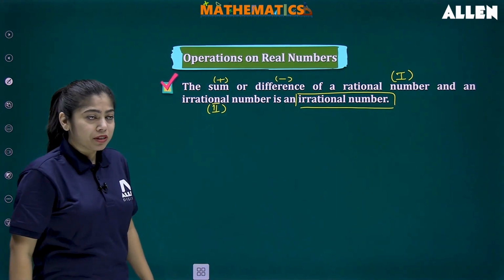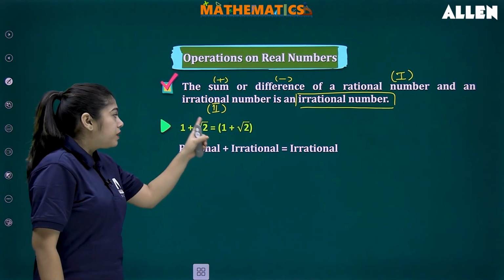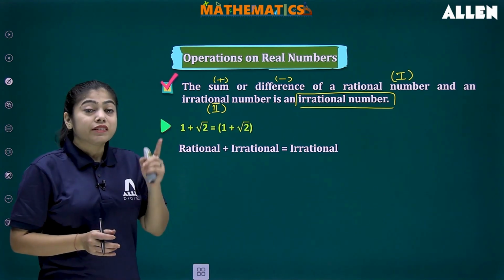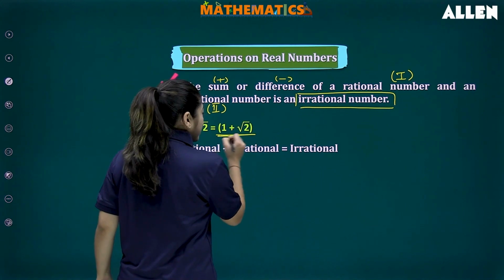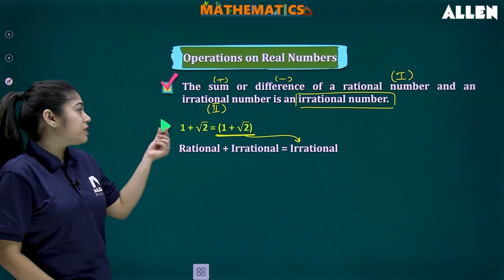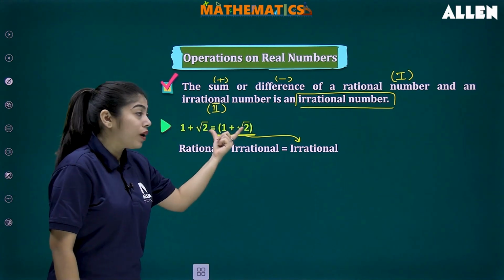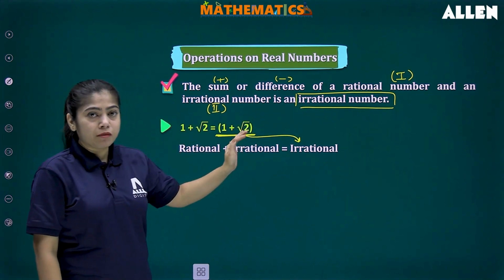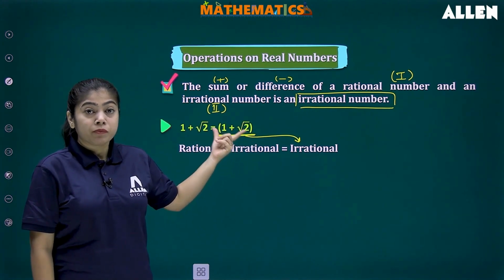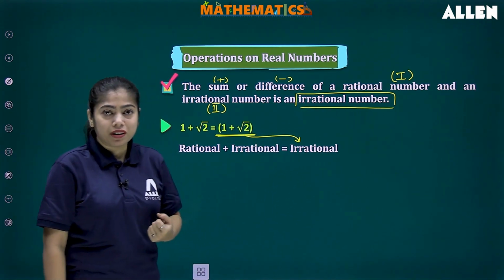So let us see some examples over here. For example, 1 plus root 2. Now here the first number is rational. The second number is irrational. So when rational and irrational are added together, the final answer, 1 plus root 2, is an irrational number, right? So here class, we cannot simplify it further. It will be written as it is. 1 plus root 2 will remain 1 plus root 2 only. And this complete number, whatever the value we are going to get, is non-terminating and non-recurring decimal. Hence, we will say that the addition is giving us an irrational number, right?